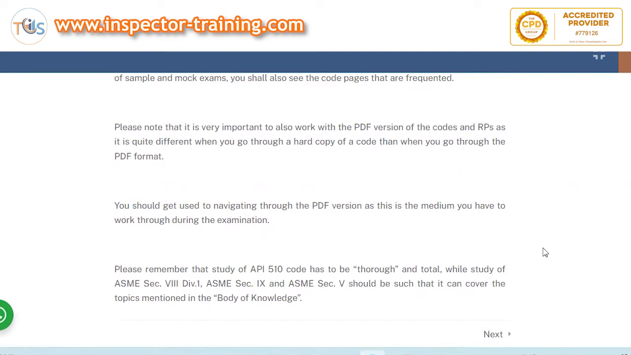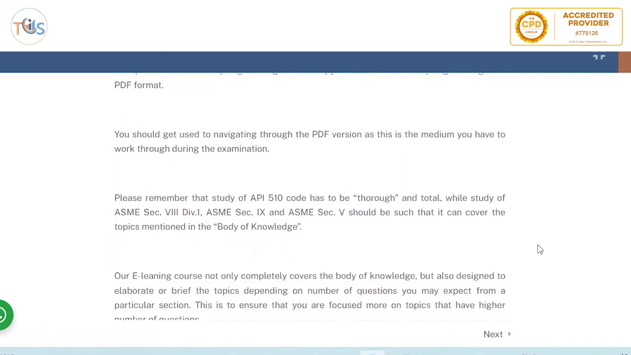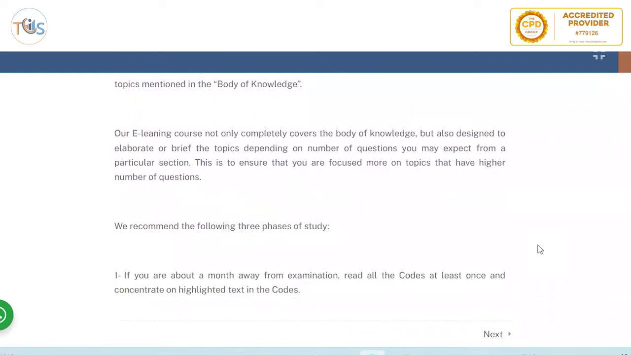Also remember that, again, 510 should be thorough when you're studying it. Other codes like Section 8, Pressure Vessel Construction Code, Section 9, Welding and welder qualification, and Section 5, NDT procedures or NDT code. It just should be enough to cover the body of knowledge. Our e-learning not only covers body of knowledge, but also is designed to elaborate or brief the topics depending on the number of questions you may expect. So it's proportional to the number of actual questions you receive during the exam.